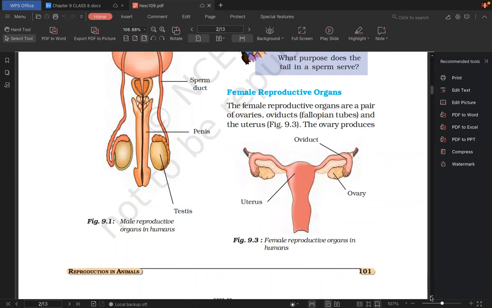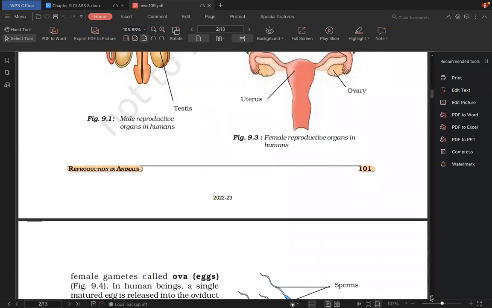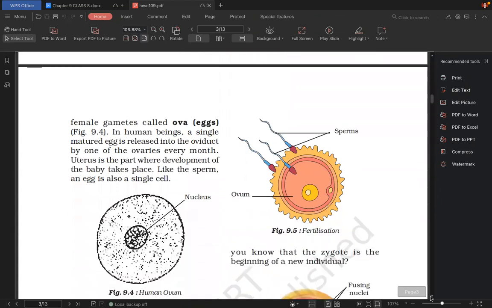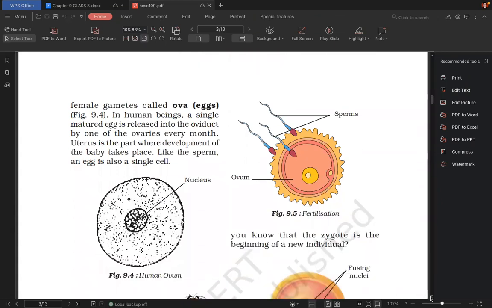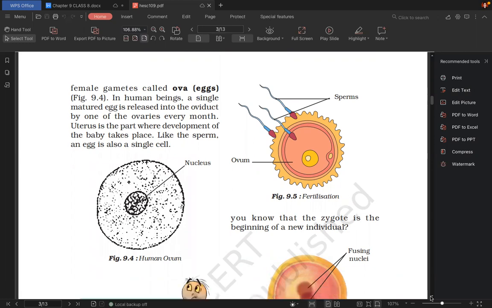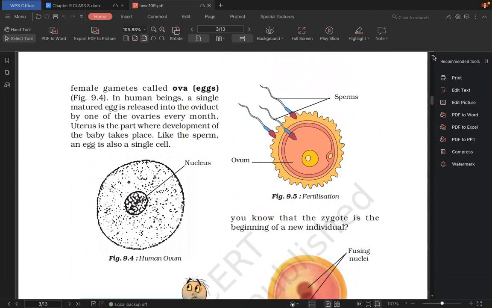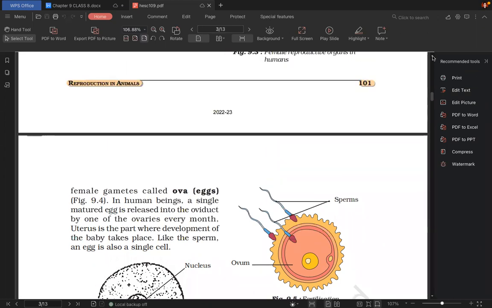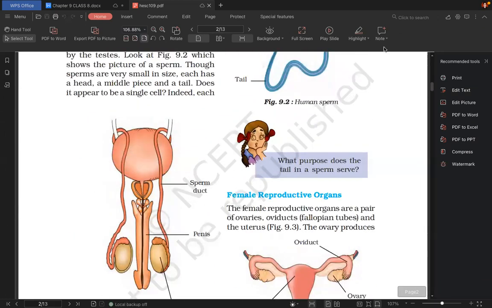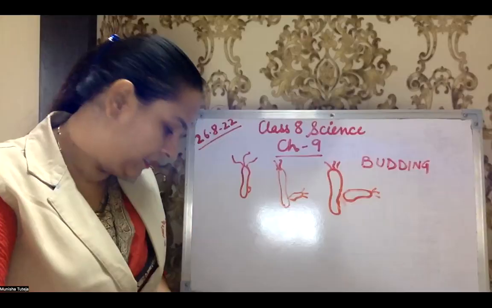Figure 9.1, 9.2, 9.3, and 9.4 are very important. And even 9.5. Figure 9.4 is showing the human ovum, and figure 9.5 is showing the fertilization. You don't have to draw the zygote. Don't draw the zygote. So figure 9.1, 2, 3, 4, and 5, these 5 figures you will draw in your copies along with the question answers that we have done.